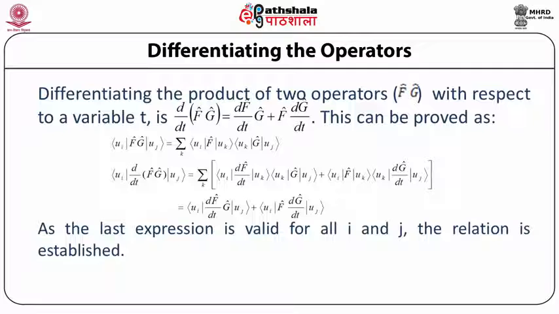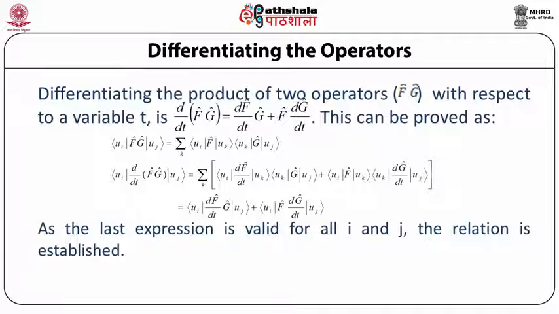and uj and then write the following equation. Bra vector ui operator f operator g ket vector uj is equal to summation over k bra vector ui operator f ket vector uk bra vector uk operator g ket vector uj.